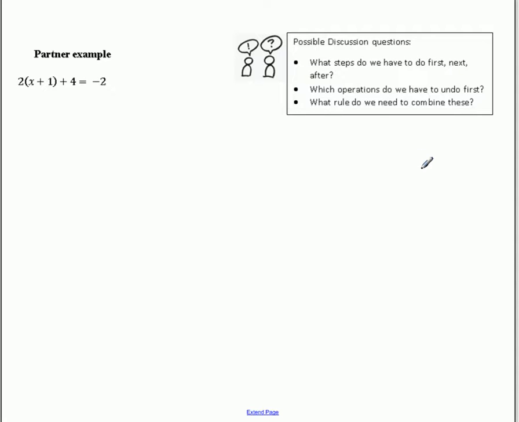Alright, got a couple extra sips of tea in. Here we go. The first thing you're going to do, according to our rules, was distribute first. If you see parentheses, we're going to distribute this first. 2 times x, 2x. 2 times positive 1, positive 2. Alright, now I'm going to keep writing whatever else is here. Plus 4 equals negative 2.